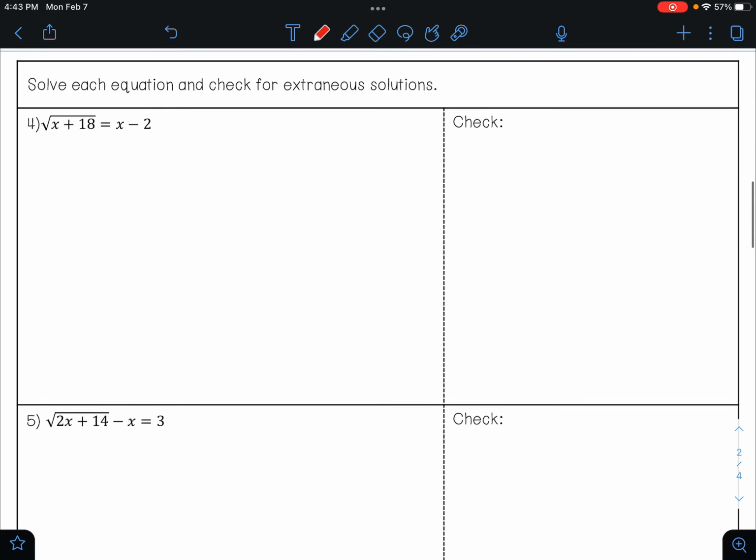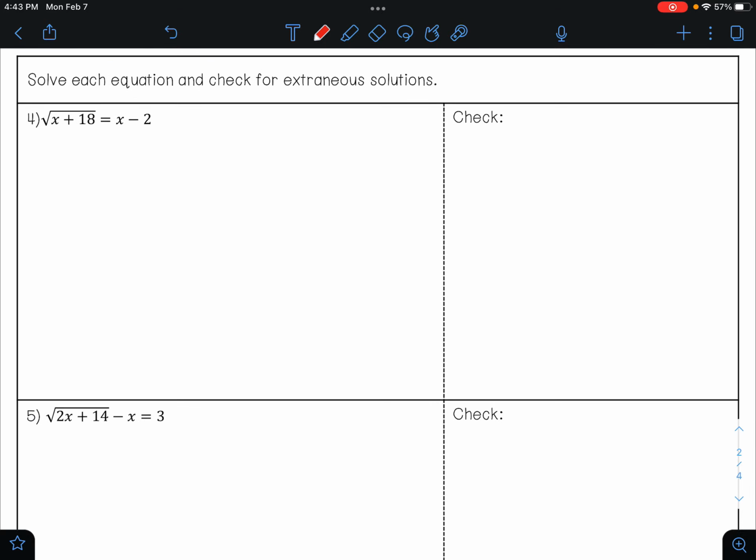When we go to the next page, we're doing the same exact process. Your first question is to always ask, is my square root isolated? And in this example, it is. Because our square root is isolated, we can go ahead and square both sides. Our square undoes the square root, and that leaves me with x plus 18.